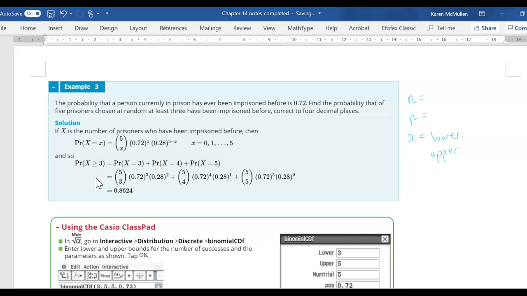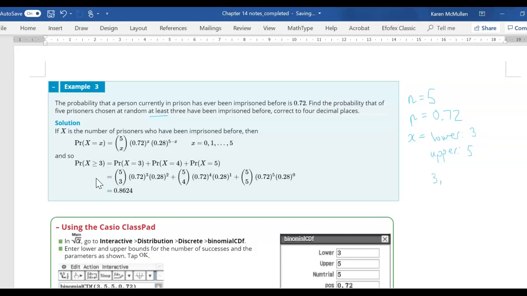Okay, so we've got 0.72 as our probability of success, the probability that they've been in prison before. Find the probability that, of 5 prisoners chosen at random, at least 3 have been imprisoned before. At least means we want 3 or more. So our lower limit is 3 and our upper limit is 5. The upper limit comes from only interviewing 5 prisoners, so we can't have more than 5.